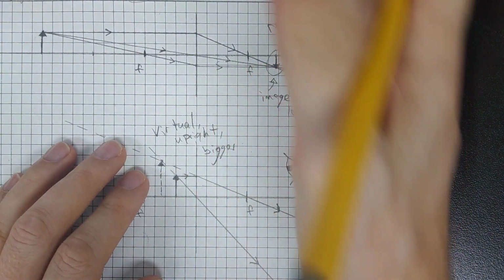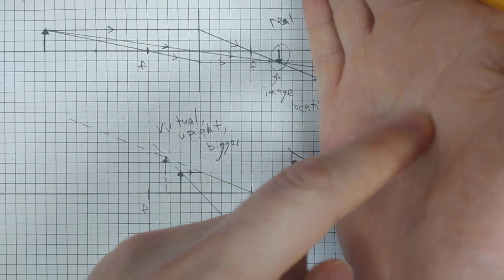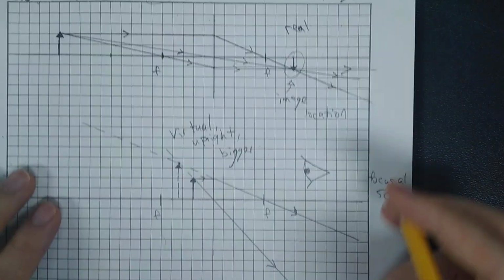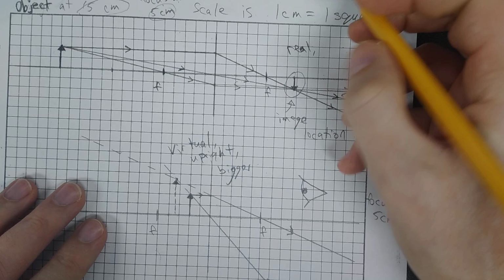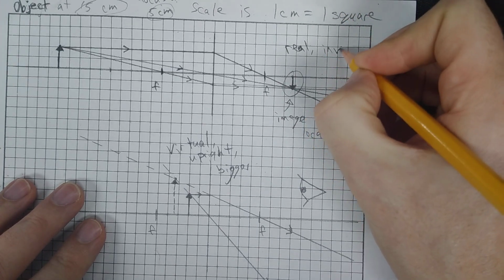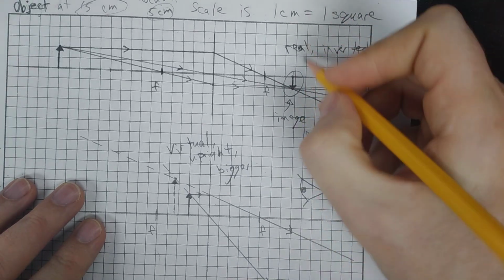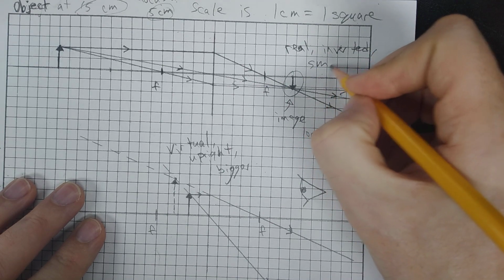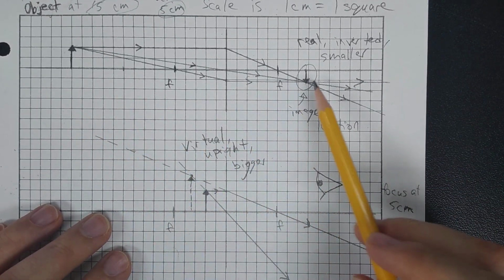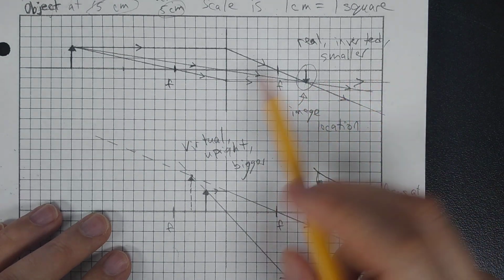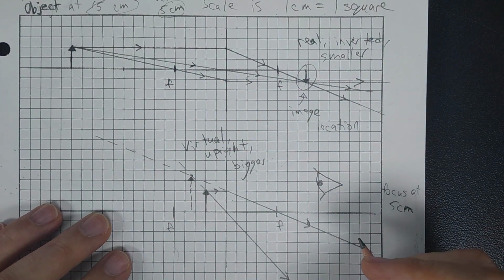On this one, you could actually put your hand there and you would see the light creating an image on your hand or on a screen. So it's real, it's inverted, and in this case, this is smaller than the object. But in some cases, this same setup would produce a real image that is larger than the object. It just depends exactly how you set things up.